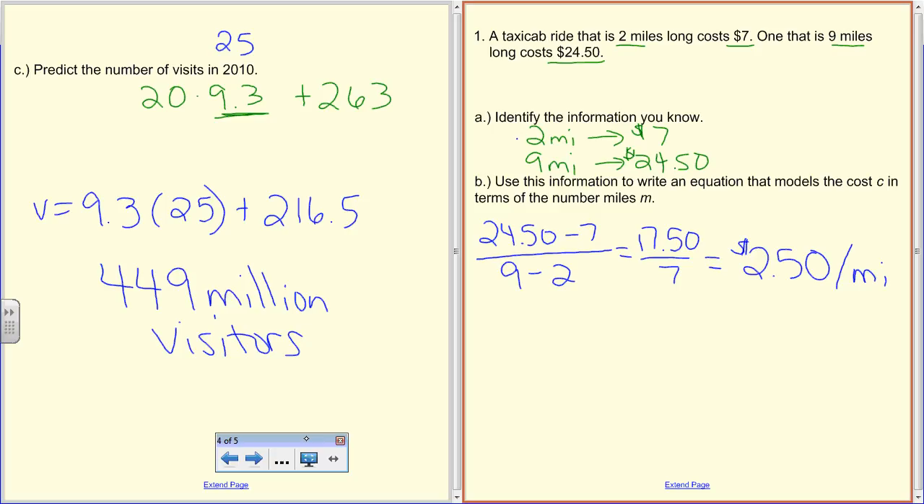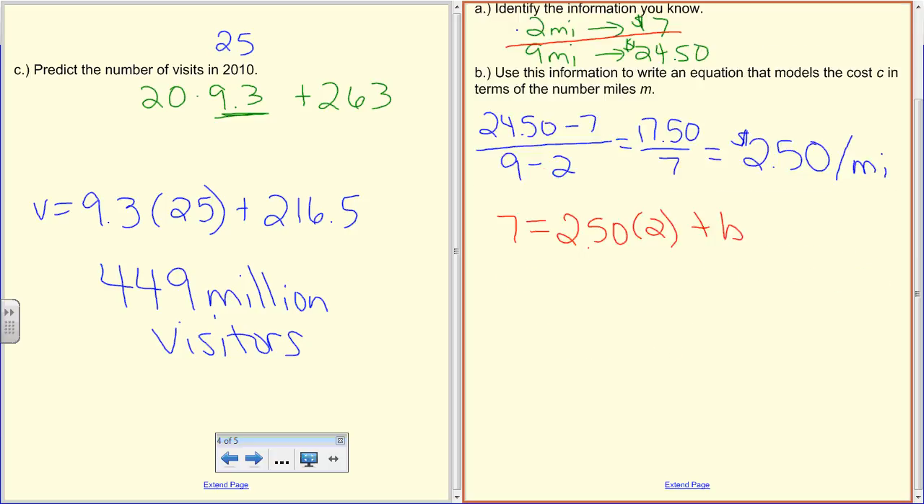So whichever way you want to find your starting point, I'm going to do it the way that I just did. I'm going to use this piece of information and say $7 is equal to $2.50 times 2 miles plus some starting amount of money. You could use point slope form. You can start with y equals mx plus b. You guys just told me that this is $5. So what do we know the b value has to be here? $2. Subtract the 5. Do your mental math. You know that b is equal to 2.